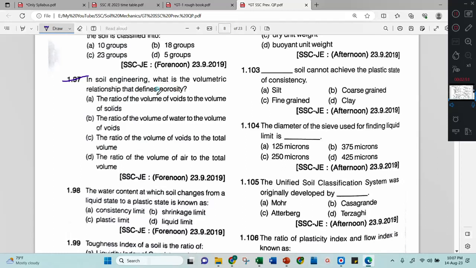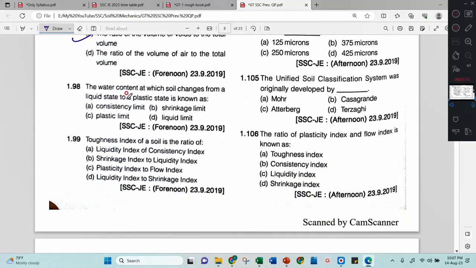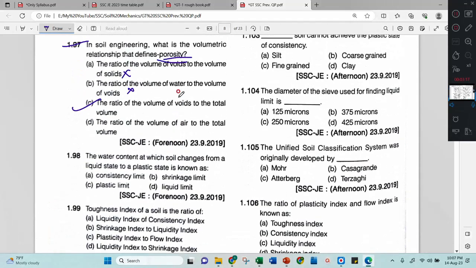Defines the porosity. The ratio of volume of voids to the volume of, option C. This is already wrong. Then volume of voids to total volume. Correct answer. Which option is option A? No. Volume of solids, they said, no. Therefore no. Option C. Volume of water. Option C is the correct answer.